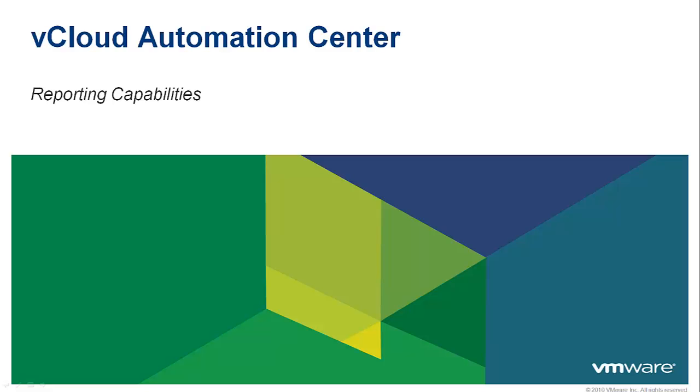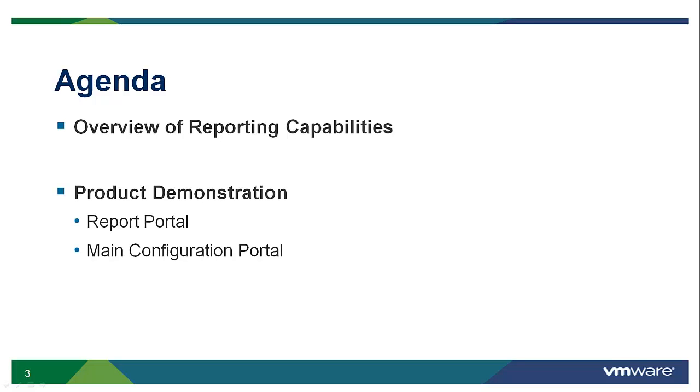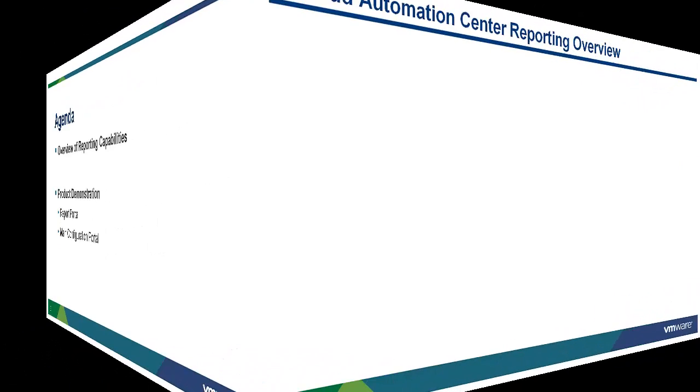Welcome to the vCloud Automation Center demo, Reporting Capabilities. We will begin with an overview of the different layers of reporting that are available in the vCloud Automation Center. And then we will follow with an in-product demonstration. We will take a look at the reporting capabilities that are available in the main configuration portal, as well as the pre-built custom reports available in the reports portal.